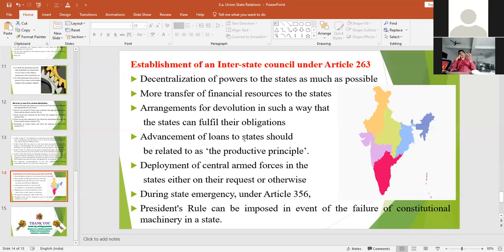Sometimes they ask only about administrative relations, and sometimes only about financial relations. If they ask about the administrative relations or financial relations, it may be a short question. But if they ask to write fully about the center state relations, then we have to mention the three types of relations: executive relations, legislative or administrative relations, and financial relations. We have to keep in mind the three types of relations between the center and the state, along with the federal structure. Then only will we have a clear idea about the center state relations.